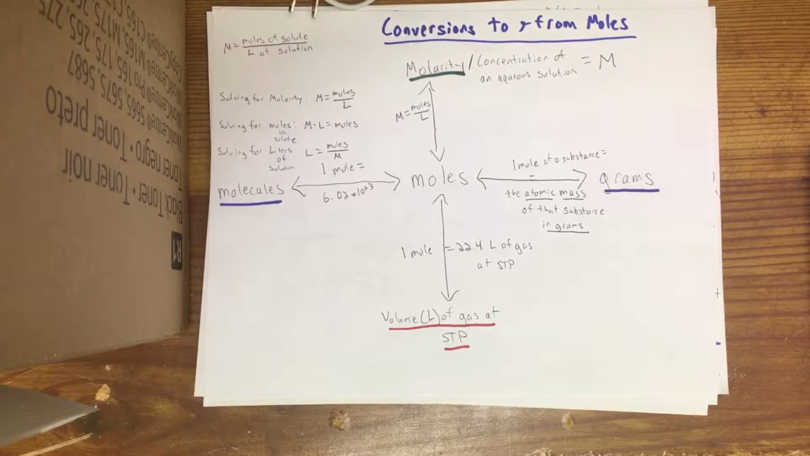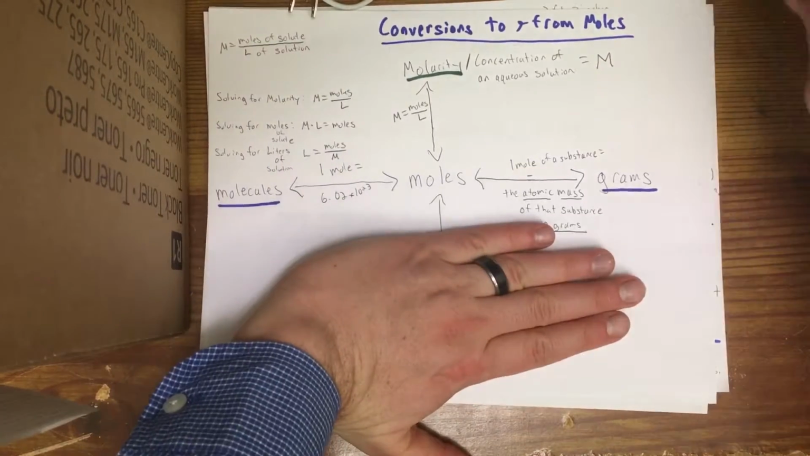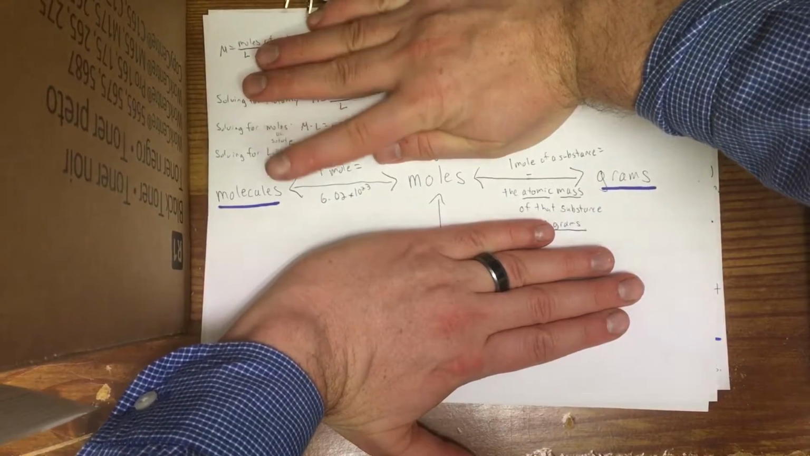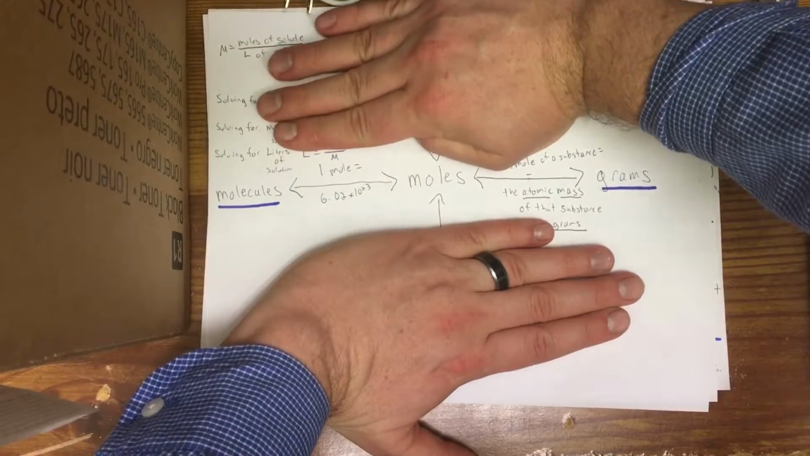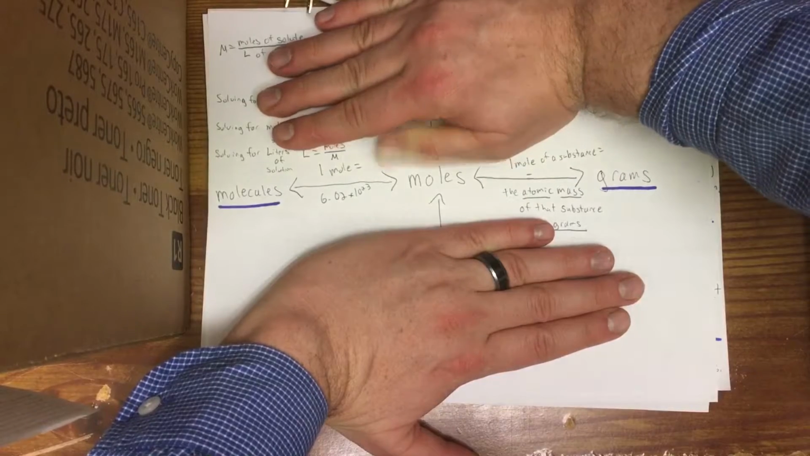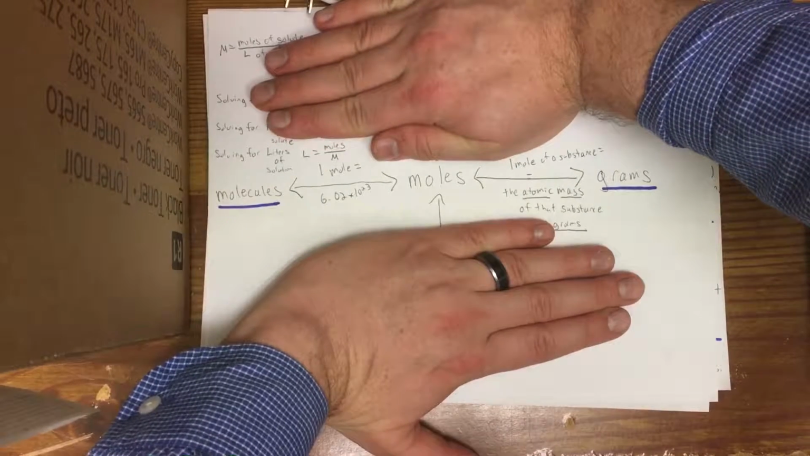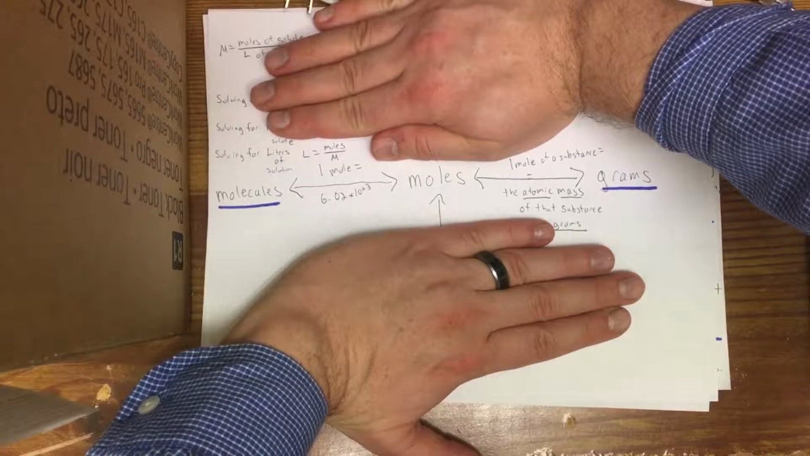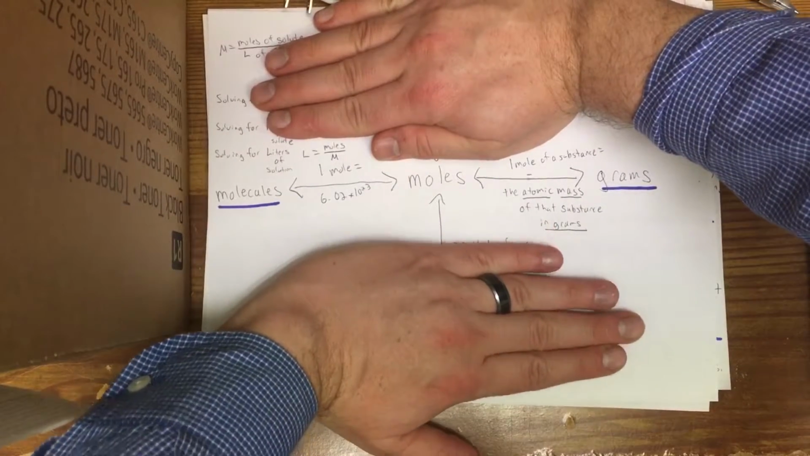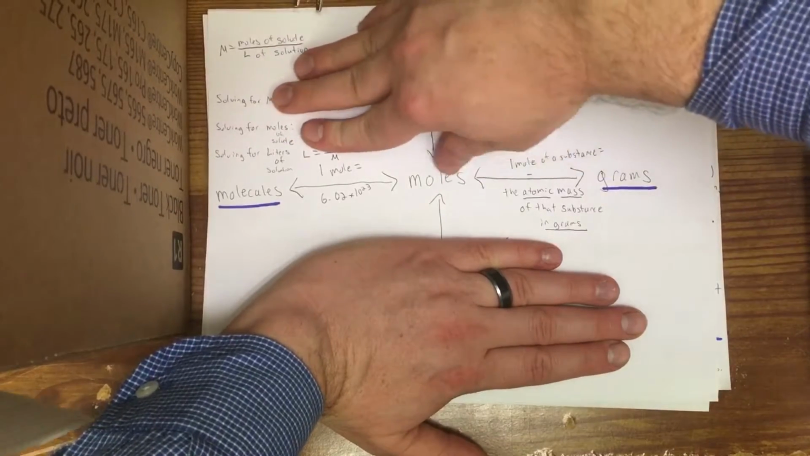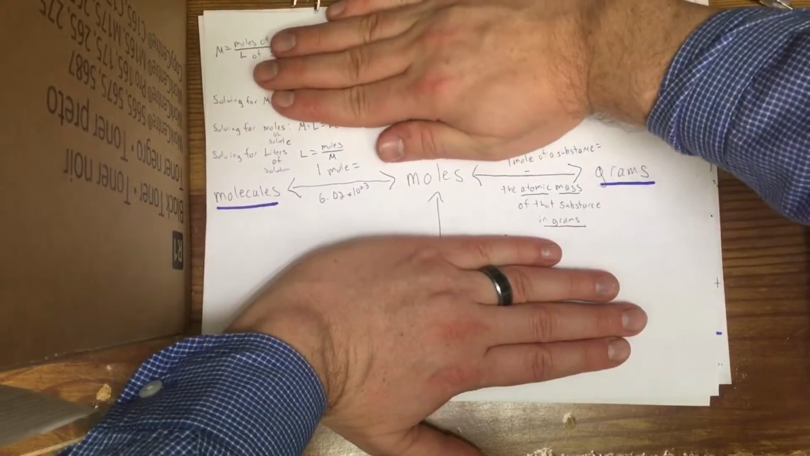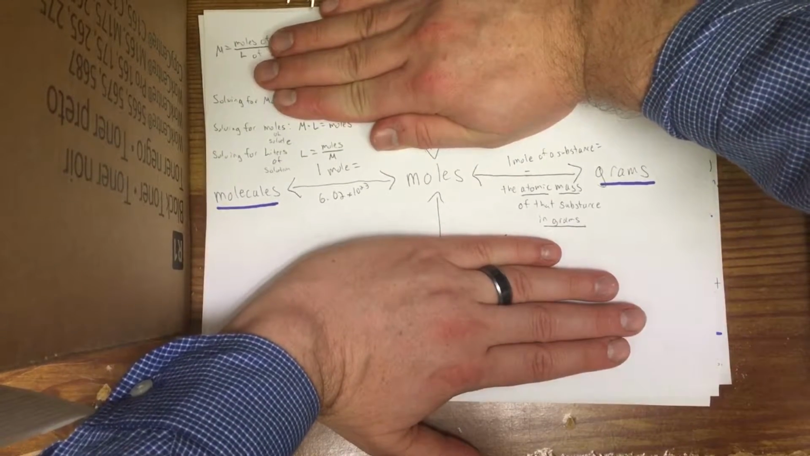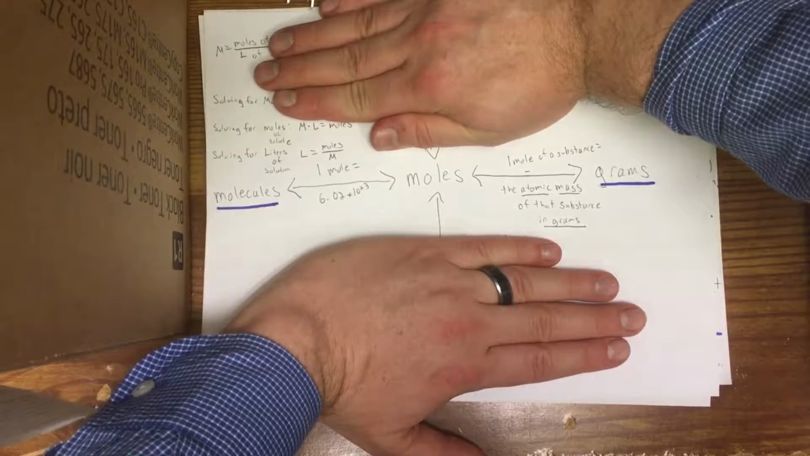So far in the videos, our conversion chart has looked something like this, where we're able to convert between molecules and moles using Avogadro's number as a conversion factor, using that 1 mole is equal to 6.02 times 10 to the 23rd molecules. 1 mole of any substance is equal to 6.02 times 10 to the 23rd molecules. And then we've been able to convert between moles and grams using the periodic table and using the conversion factor that 1 mole of any substance is equal to the atomic mass of that substance in grams.